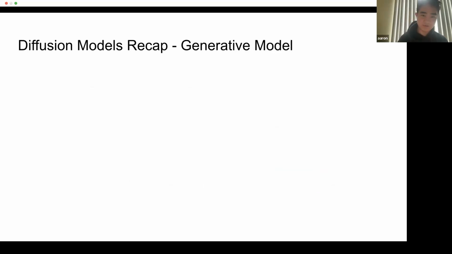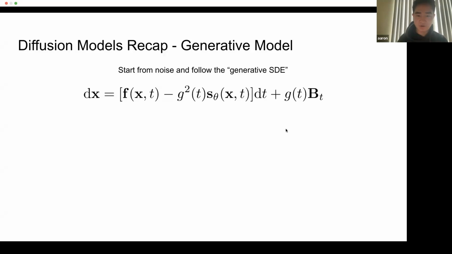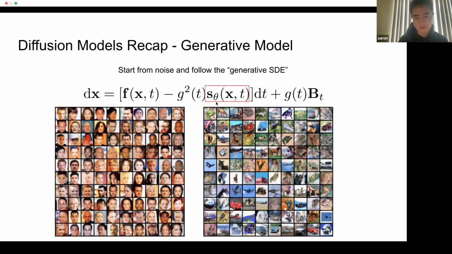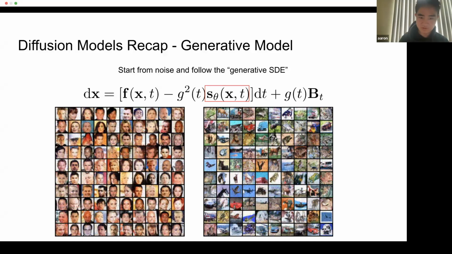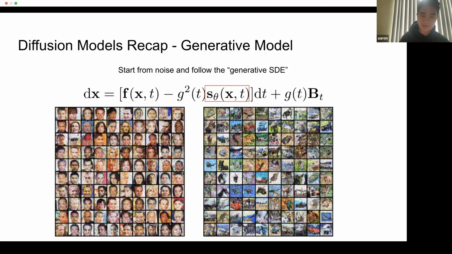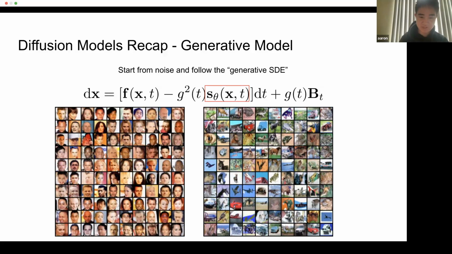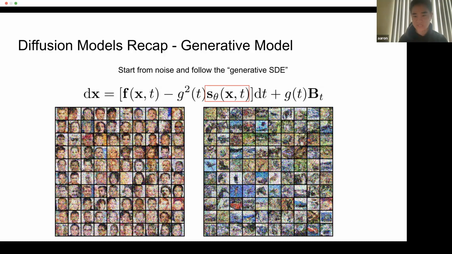Putting it all together, we learn our noise, we learn our S theta, and then we can follow the generative SDE given here, where instead of the ground truth score function, we have our neural network score function. We start from random noise, use our neural network learned score function, and this allows us to generate samples by starting from noise and following this SDE.